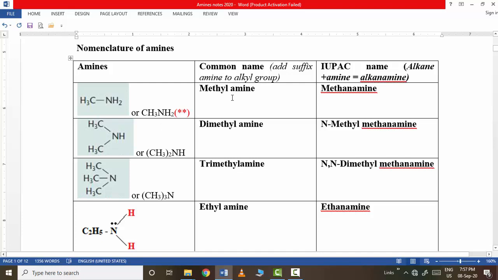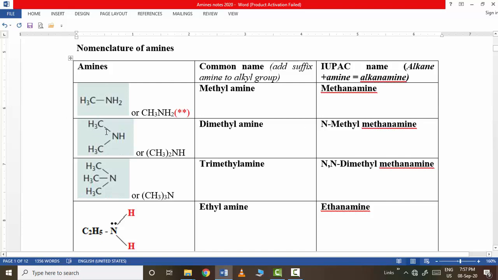So methylamine, common name, the easy way of writing is just adding the suffix. Suffix is the last word, amine, to the alkyl group. And in the IUPAC name, you just have to add alkane with the amine. So you'll get alkanamine. E is replaced by the amine. So alkanamine. You don't find the E here. So methylamine can be written as methanamine because it has only one carbon here, methanamine.